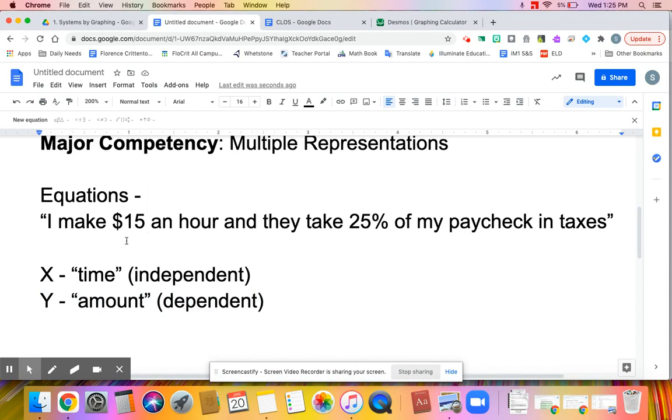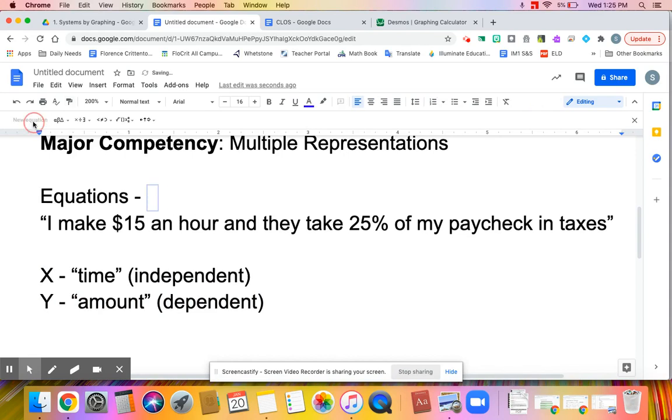So when I try to make an equation for this, it always starts with Y equals, because the amount of money I end up with is going to equal $15 per hour. But I don't know how many hours I've worked. So if I've worked 5 hours, I multiply it by 5. If I worked 10 hours, I multiply it by 10. And if I don't know how many hours I have worked, that's why I put times X. Because it's $15 times however many hours have gone by.